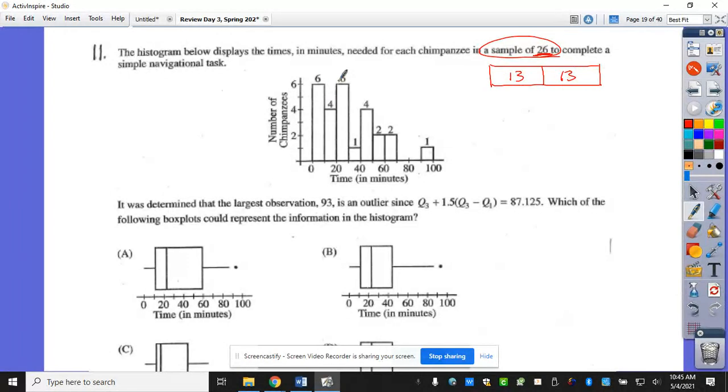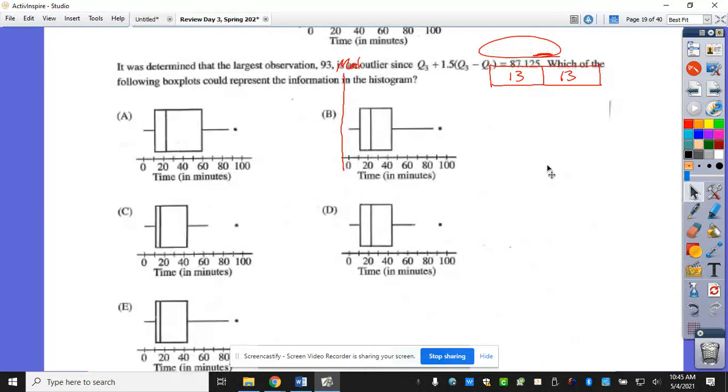There's 6, there's 10, there's 16. So somewhere in this bar is my median. I could now go through all these. So I know that it's somewhere between 20 and 30. This one's between 20 and 30. This one's between 20 and 30. C is not. D is. E is not. So I know at this point that my answer is D.